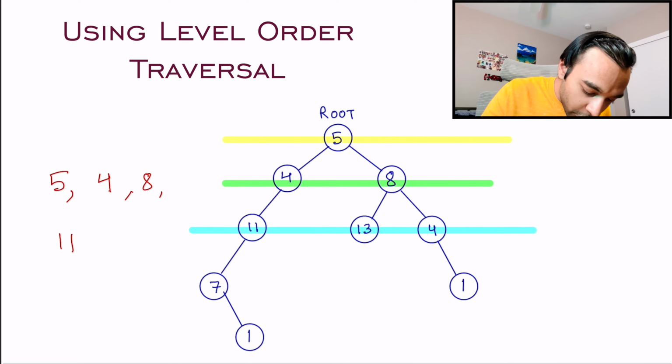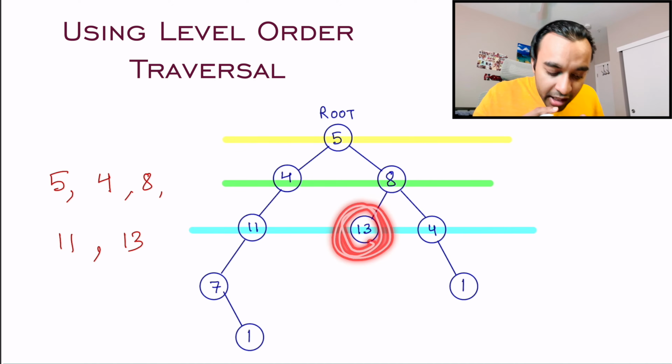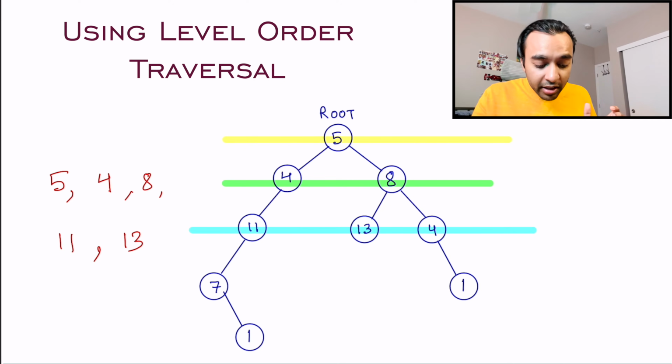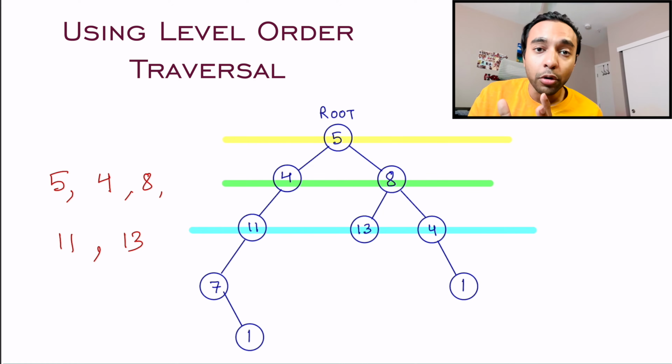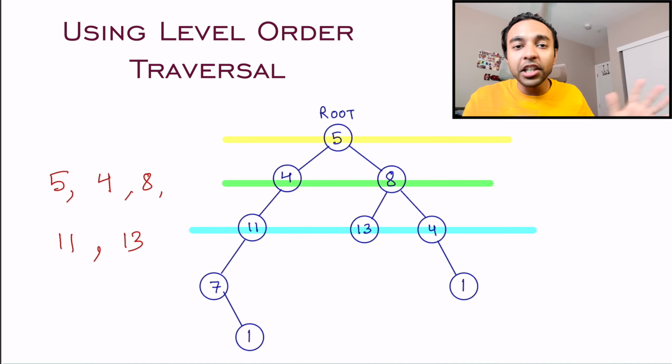What is the next node you get? The next node you get is 13, right? And just look at its children. This node does not have any children, right? That means it is a leaf node. And that's it. That's where you stop. You don't have to proceed any further.